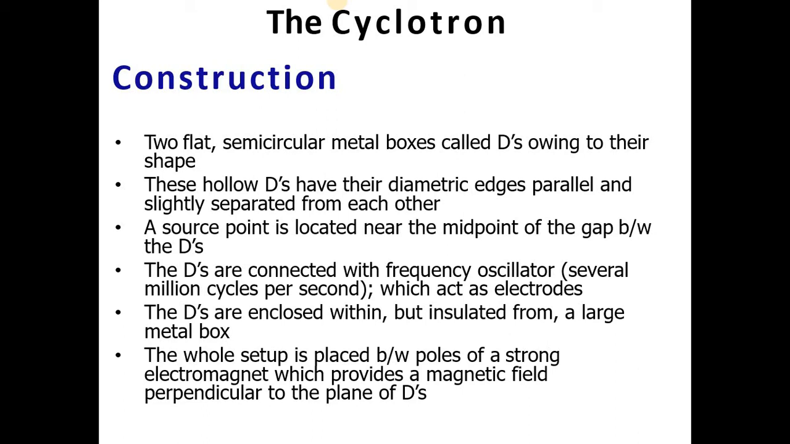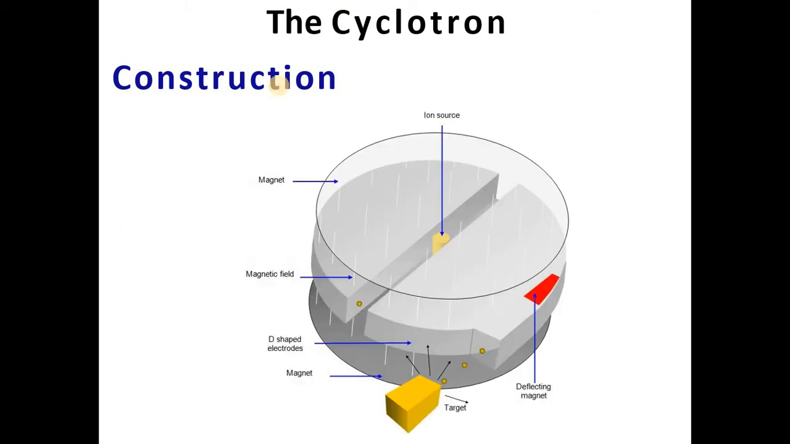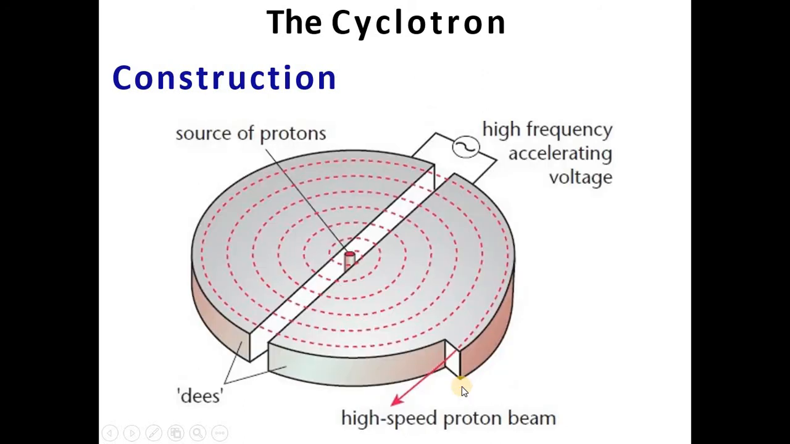The whole setup is placed between the poles of a strong electromagnet, which provides a magnetic field perpendicular to the plane of the dees. Diagrammatic view of the cyclotron. There are two dees and magnets, reflecting magnets, and an ion source in between. Target. We have a source of protons in between the two dees, a high frequency accelerating voltage, and a high speed proton beam.